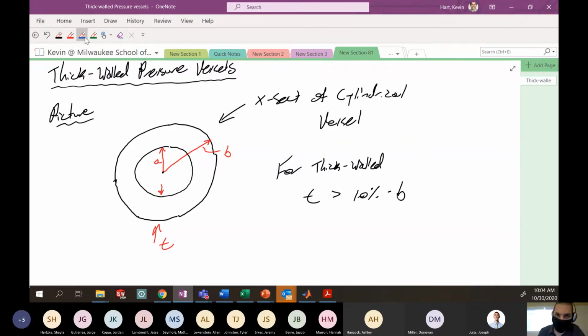Now we're going to analyze the vessel assuming that maybe not just internal pressures, but we could assume that we have external pressures as well. Let's say that we drop this into the bottom of the ocean. We got some hydrostatic pressure on the outside of your vessel. That could be important to analyze.